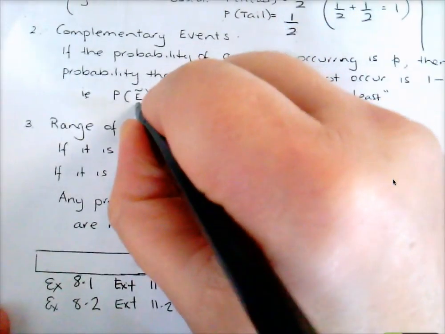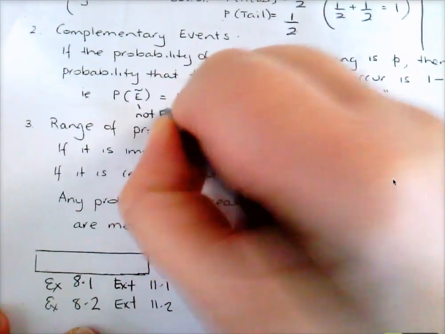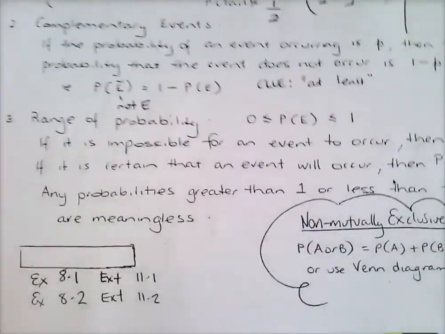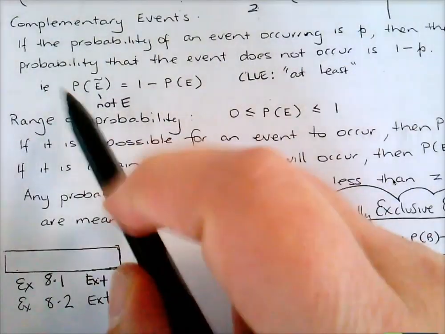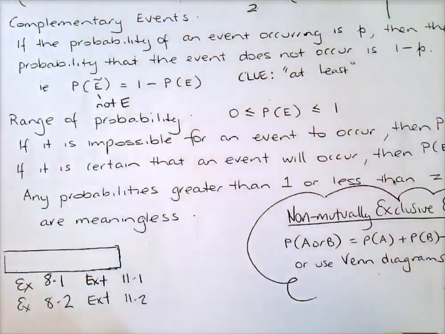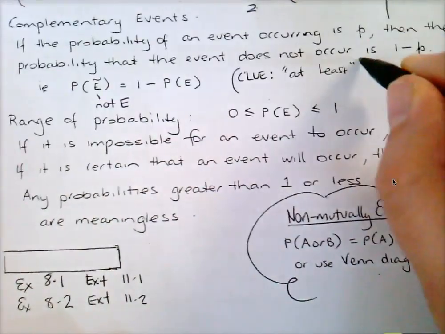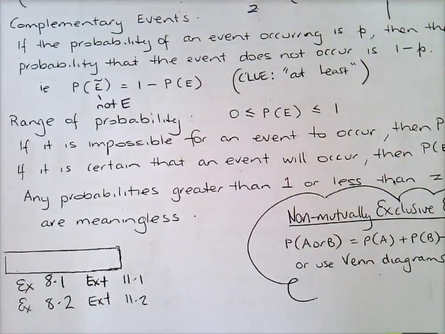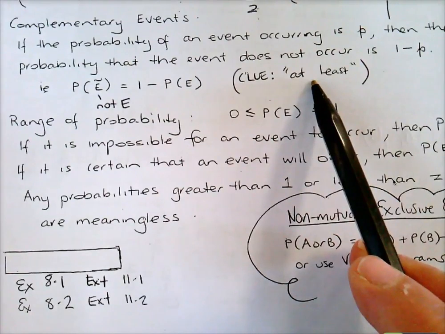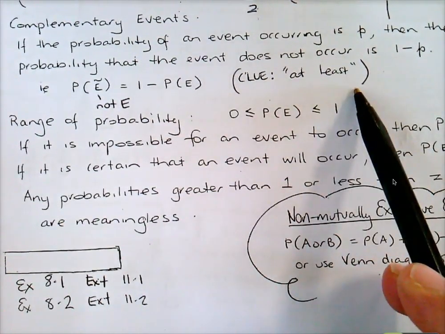Now this is the notation. P, E with a squiggly line on top, or even a straight line on top of the E, means probability of not occurring. So that means not E. So E with a squiggly line on top means not E. So therefore, the probability of E not occurring is 1 minus the probability of E occurring.